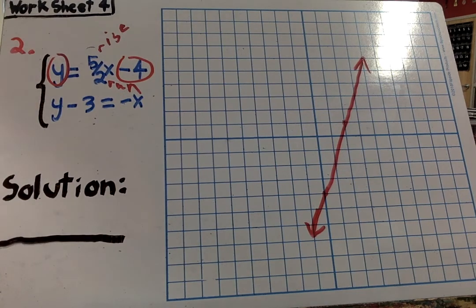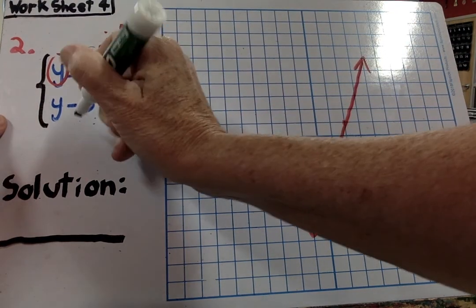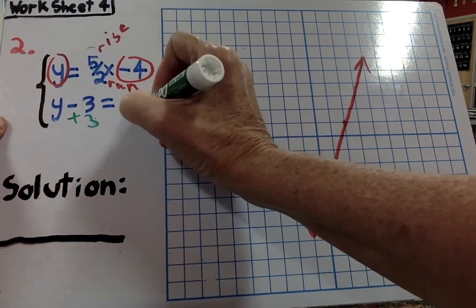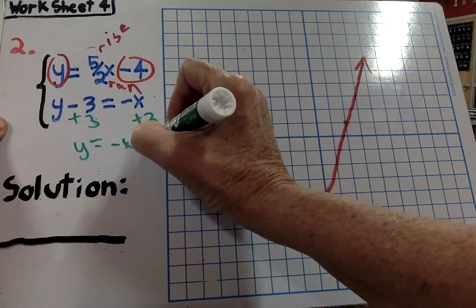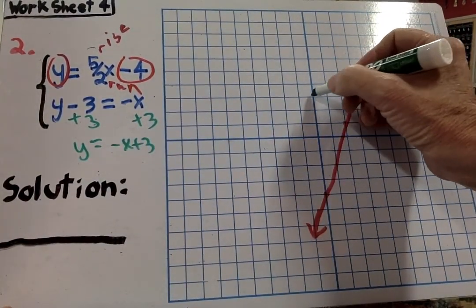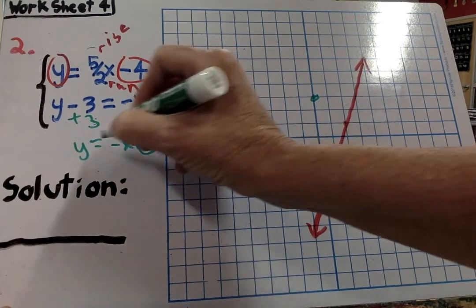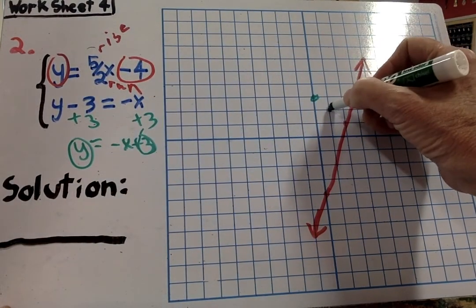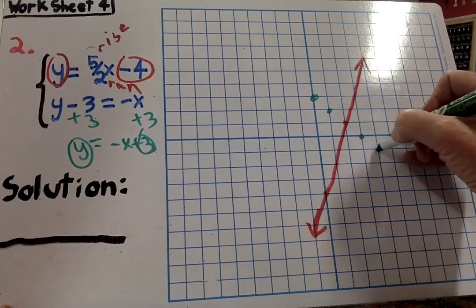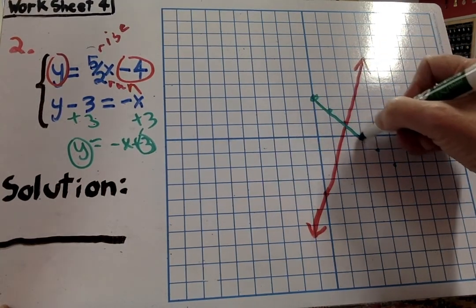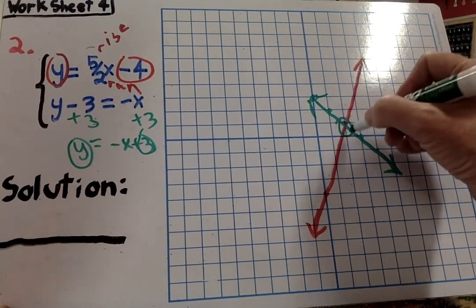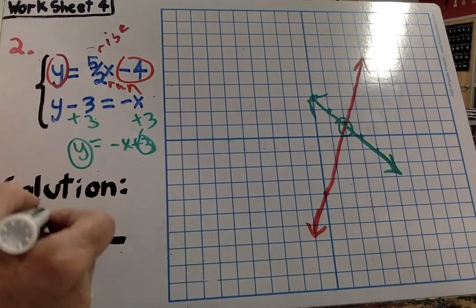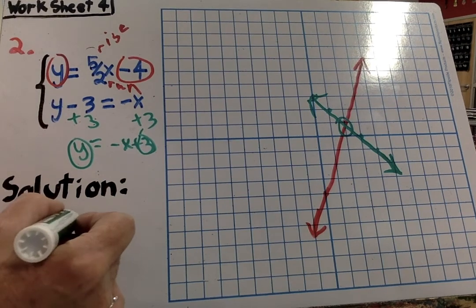I've got to make sure it's in y equals mx plus b form. So I'm going to add 3 here. So y equals -x plus 3. So I'm going to start at 3, again on the y-axis, down 1 over 1. There's my 2 lines, and they cross right there, and that would be at 2, 1.